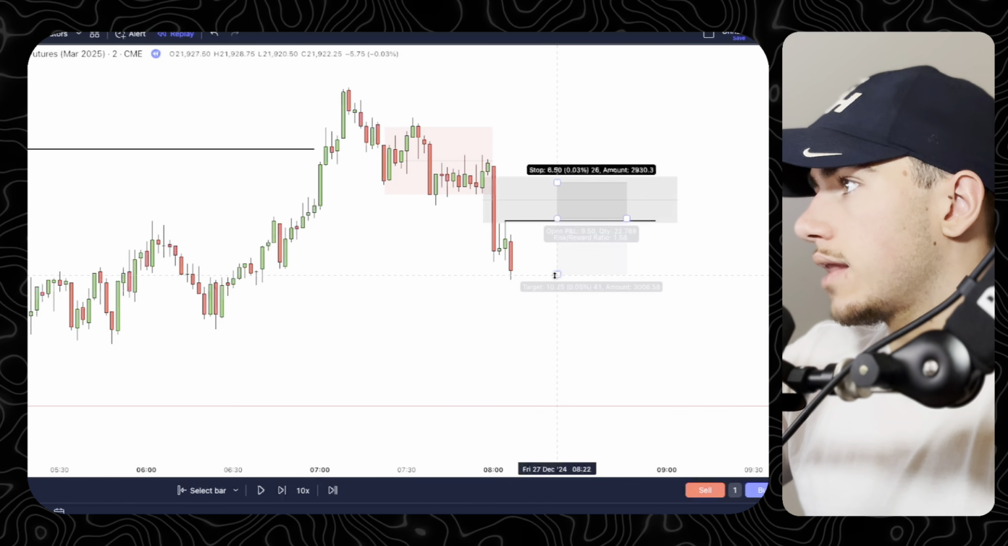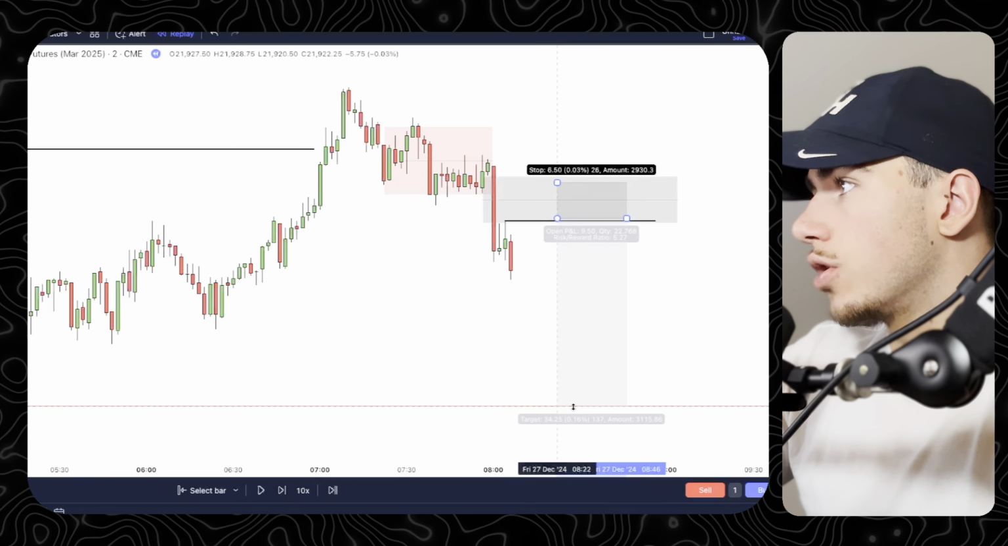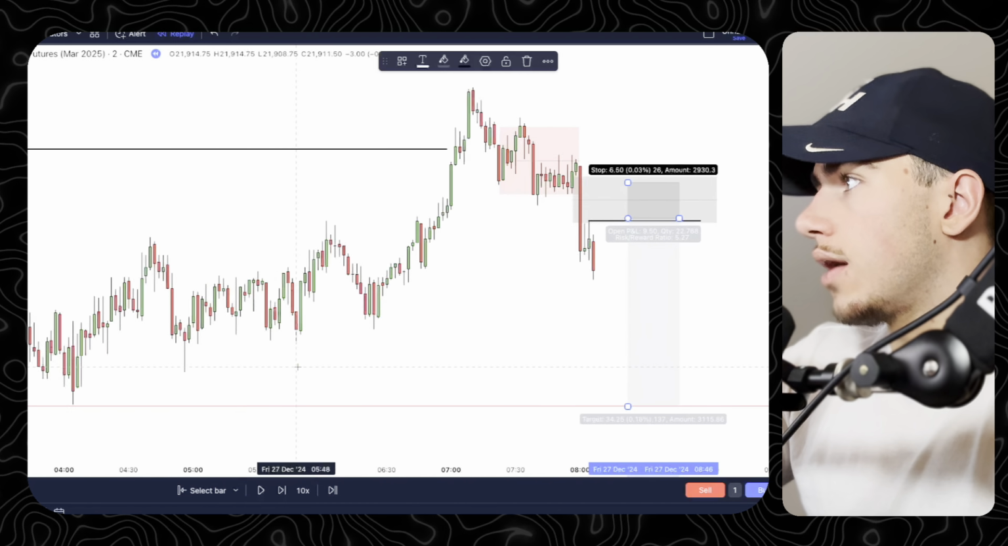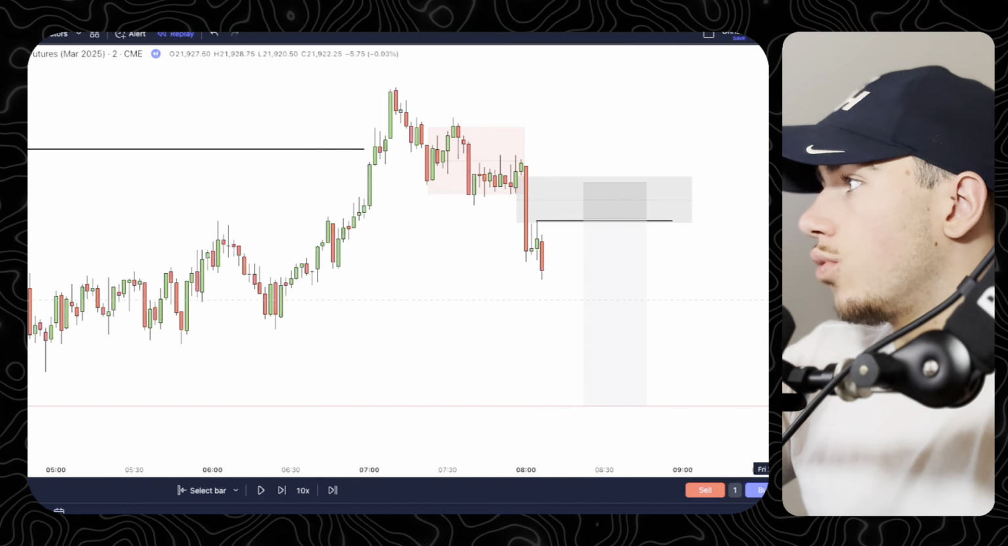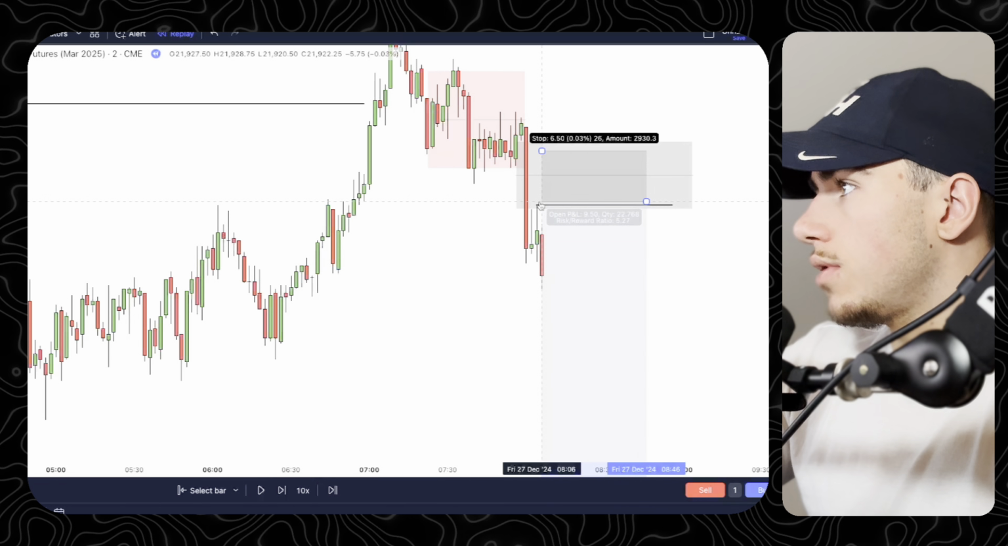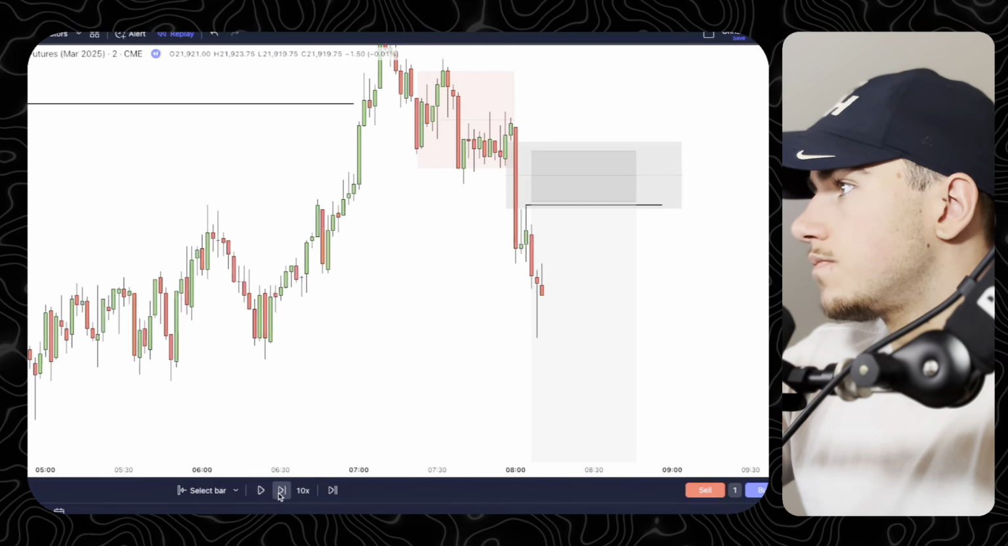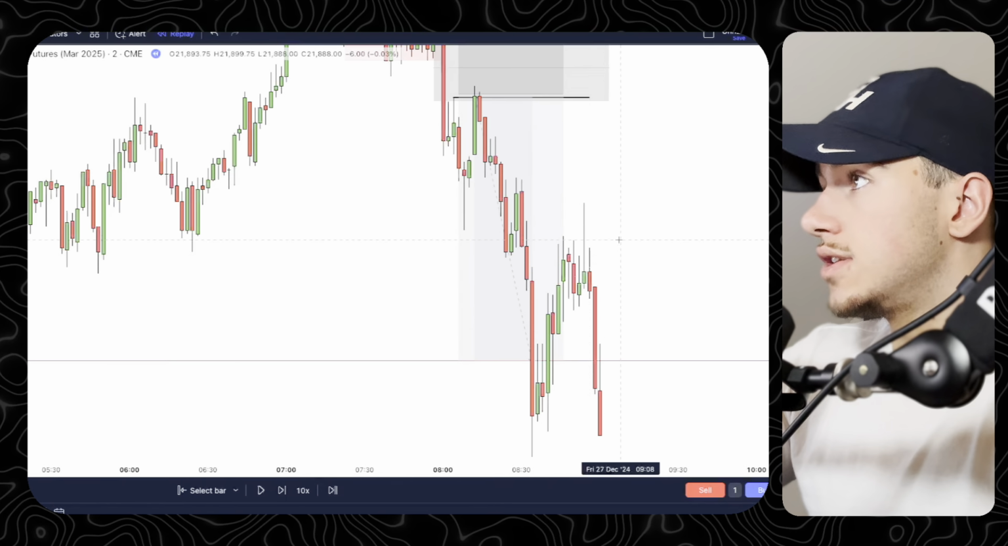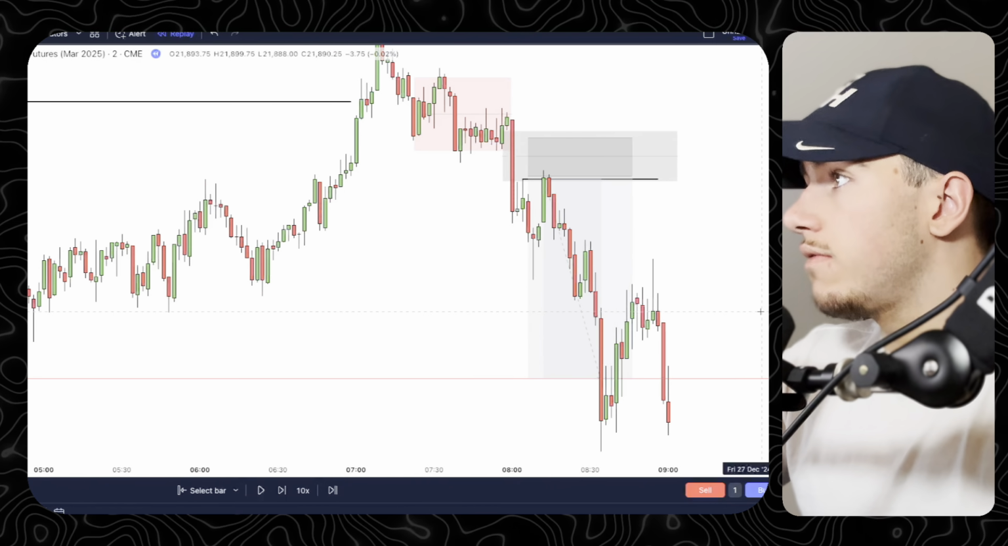So this is exactly what the trade is going to look like. We are going to target our drawn liquidity down here, and it's going to be a 5.2 RR position. Now let's actually play this out and see if we end up getting filled. And as you can see, this ended up playing out very, very well.